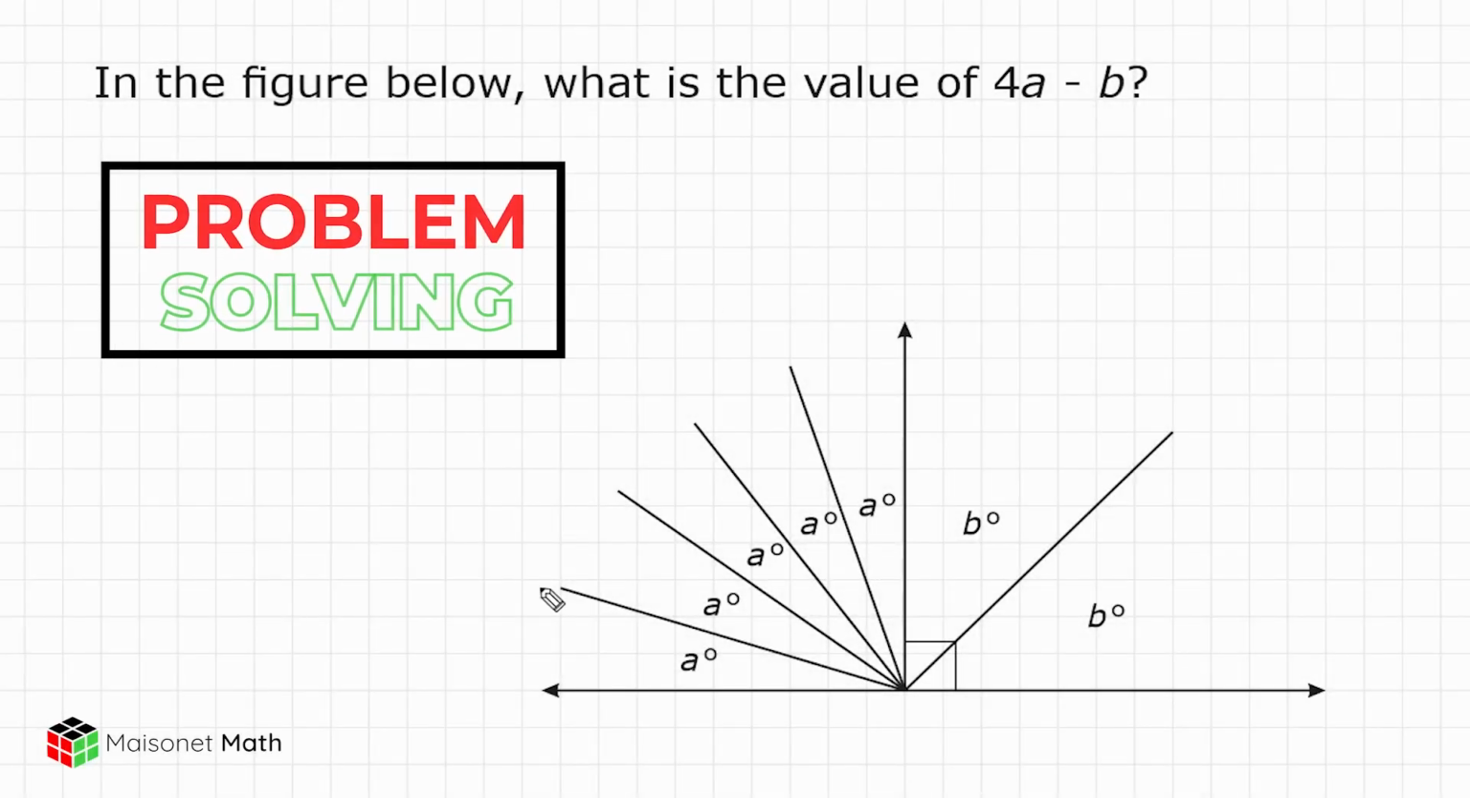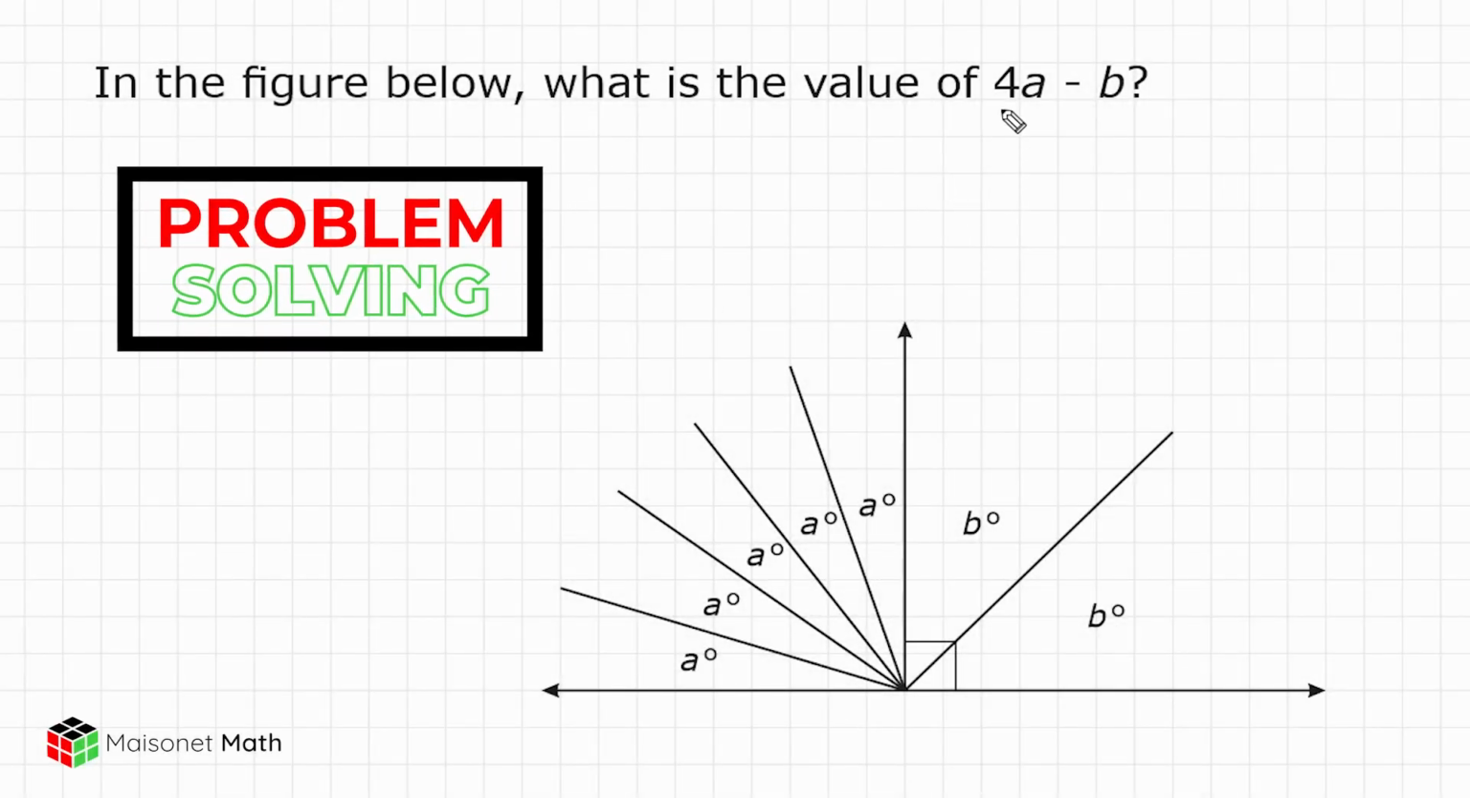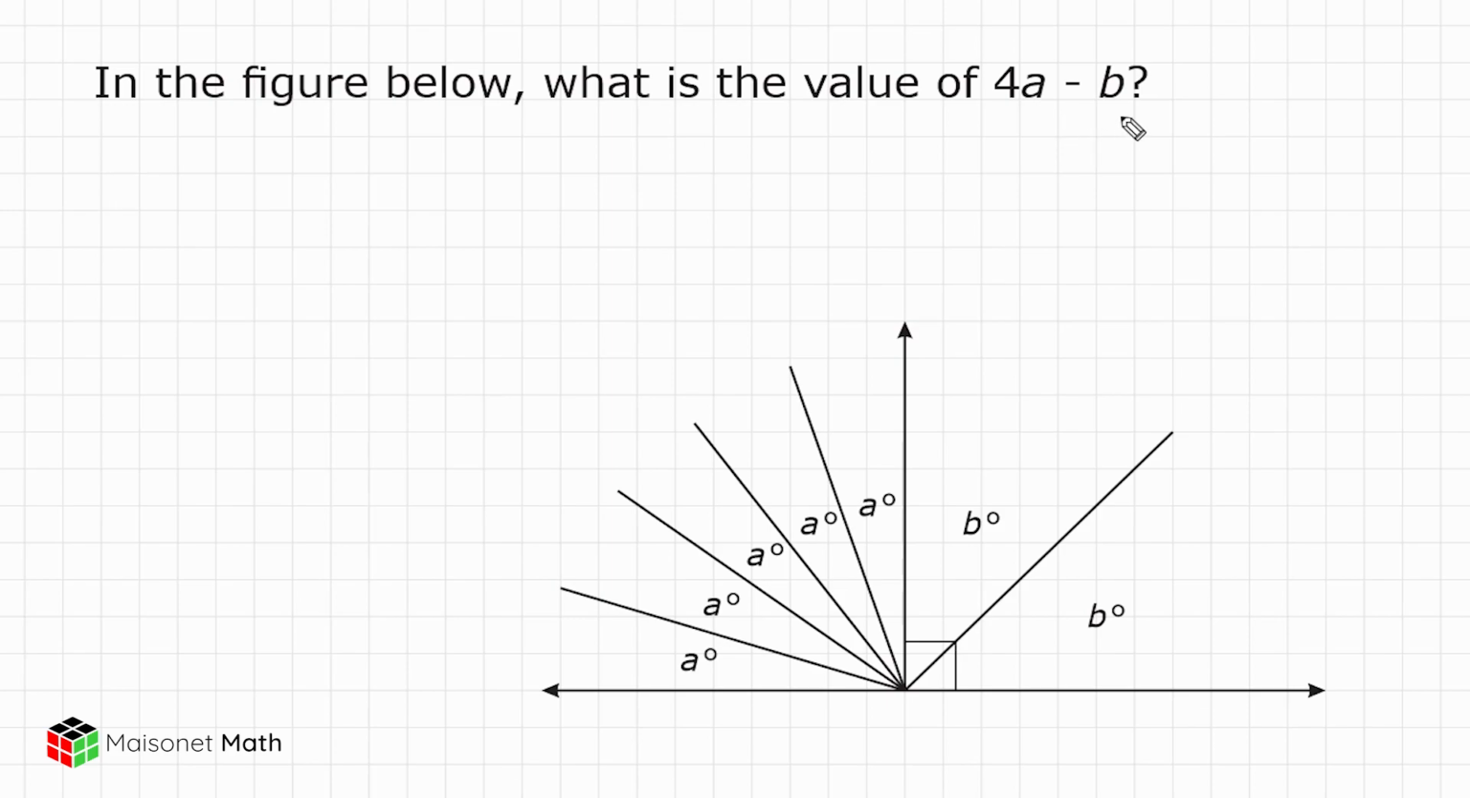All right, using the figure shown right here, we have to determine the value of 4 times a minus b. So basically what we have to do is first figure out the value of a and the value of b, and then plug those values into our expression right here.